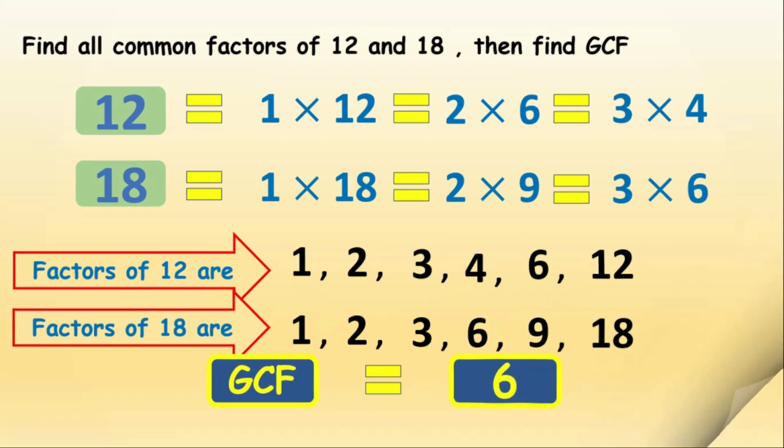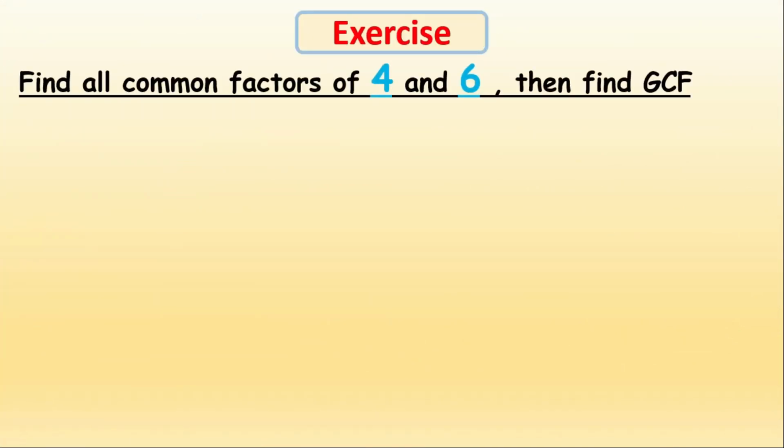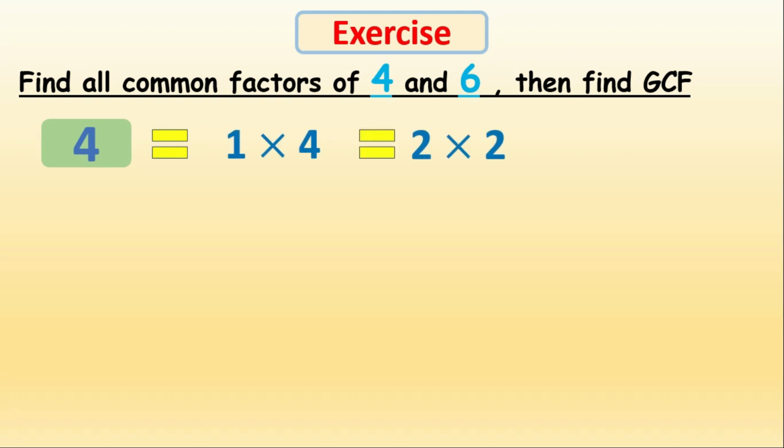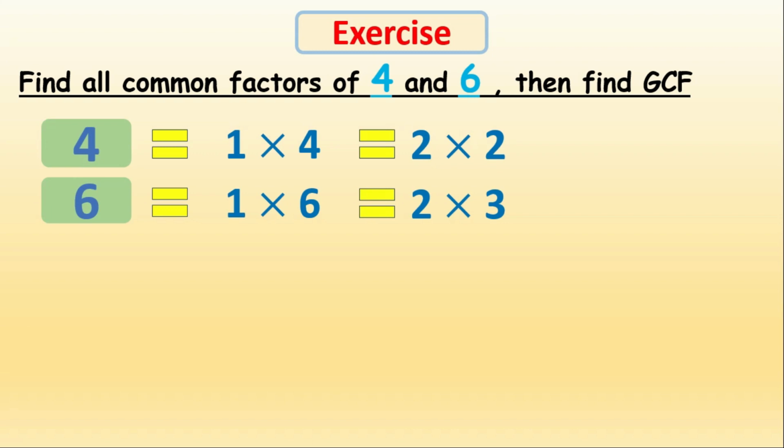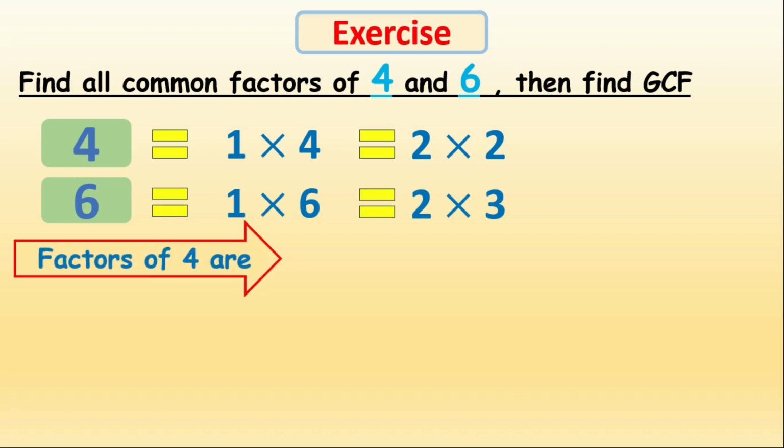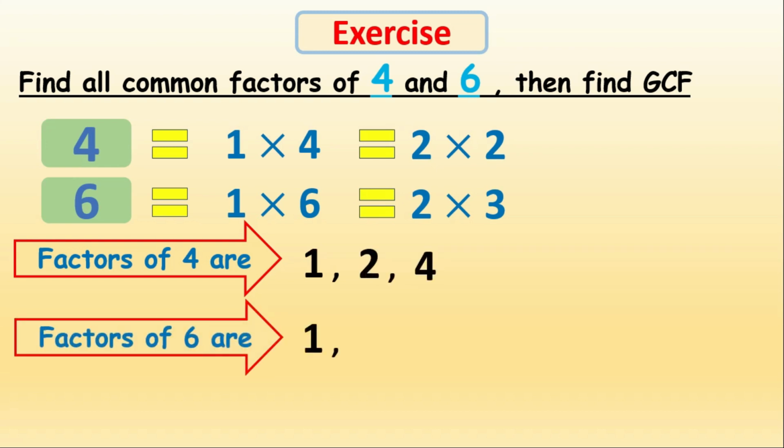Got it? Another example. Find all common factors of 4 and 6. Then find the G.C.F, greatest common factor. Okay, factors of 4. 4 equals 1 times 4, 2 times 2. And 6 equals 1 times 6 and 2 times 3. Let's write factors of each number. Factors of 4 are 1, 2, 4. And factors of 6 are 1, 2, 3 and 6.